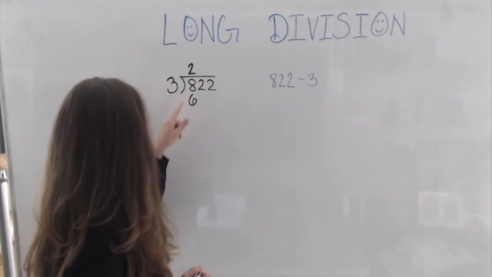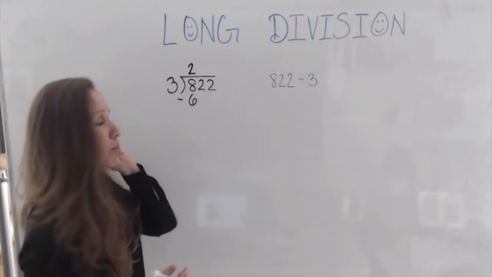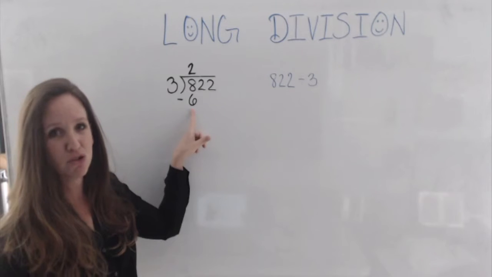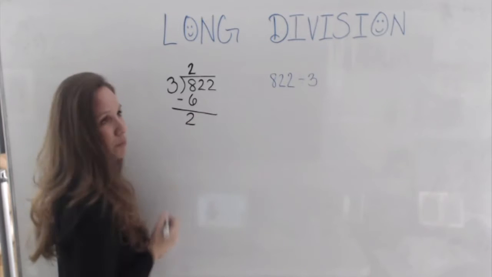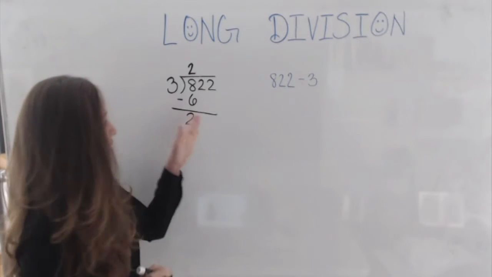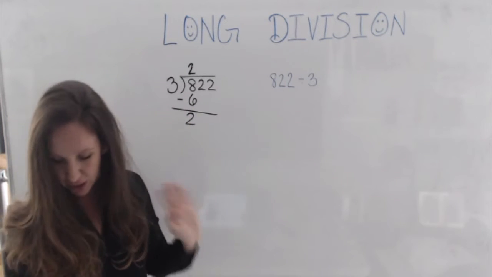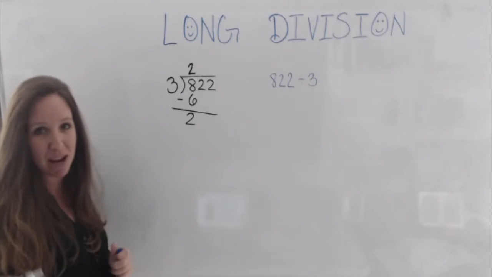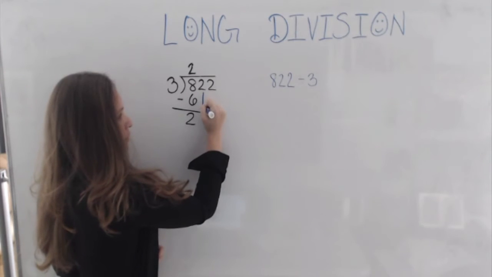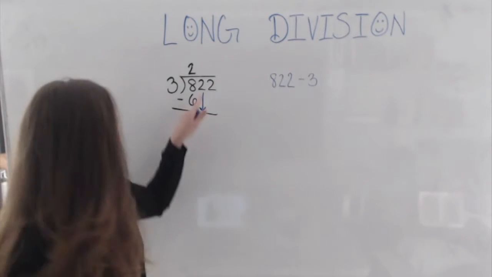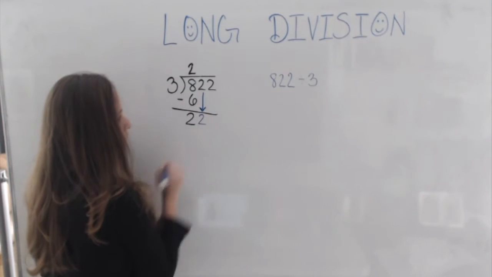Now we're going to subtract each row. Every time we do our multiplication, we subtract to figure out what's left. So 8 minus 6 is 2. Basically it's saying 3 goes into 8 two times with a remainder of 2. The next step is to take the next number, the 2, and bring it down, and I'm going to write that 2 right there.